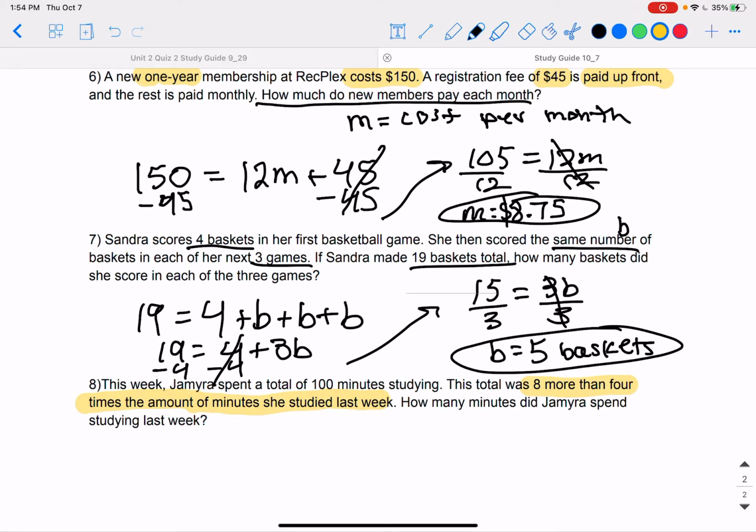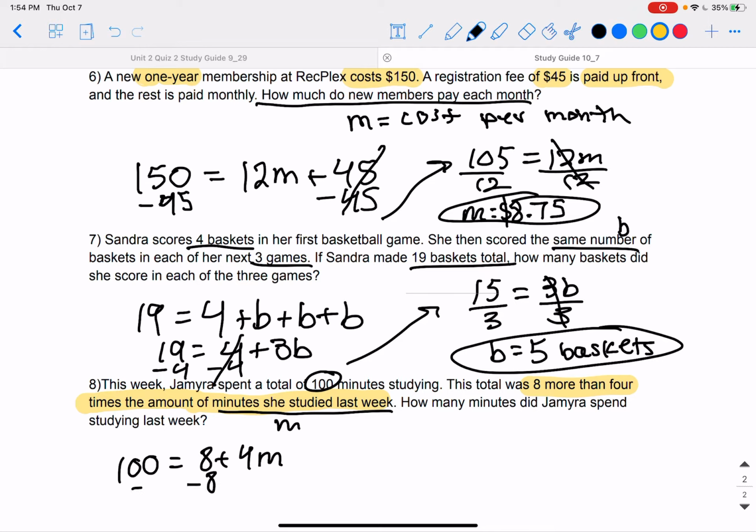Okay, so this is M, and she spent a total of 100 minutes studying, so 100 is our total. 100 equals 8 more than 4 times the amount of minutes. So more than shows me it's addition. 4 times, that's multiplication. The amount of minutes she studied last week was M. Okay, now we're just solving this for M.